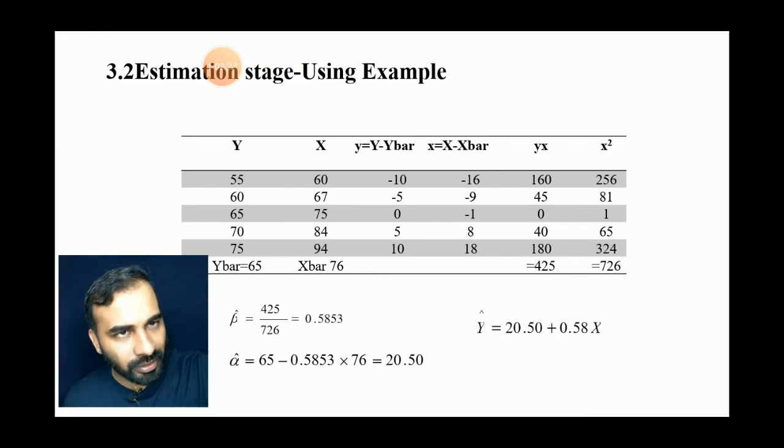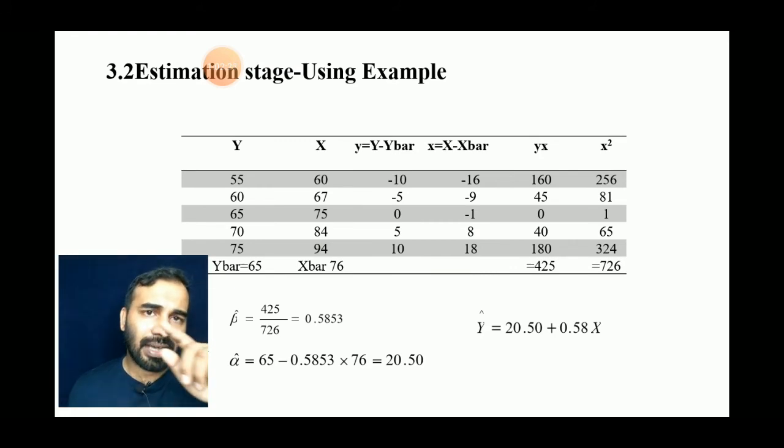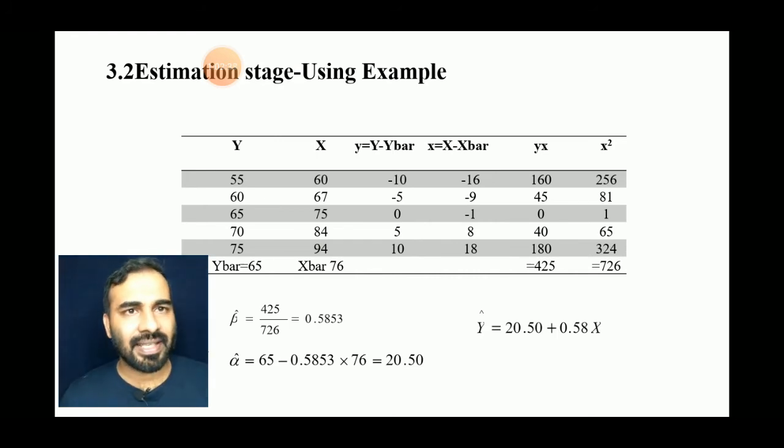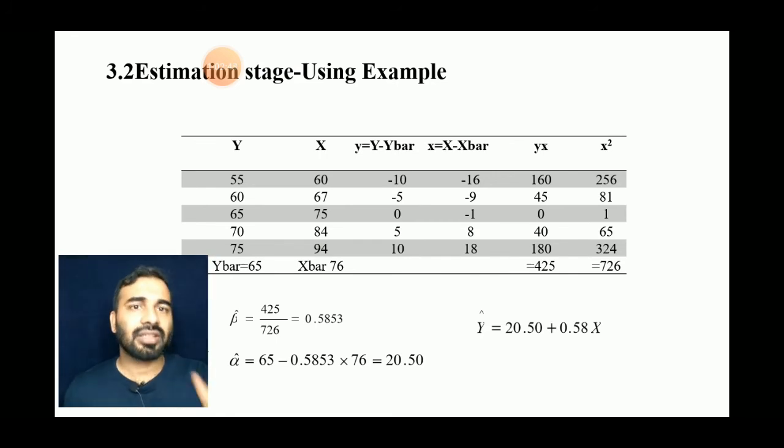We can calculate all that. Then small x means actual x minus x bar. Actual x, the first value, is 60, and x bar is 76, so we will get minus 16. Then you multiply small y and small x: minus 10 into minus 16, 160. You get 160, 45, 0, 40, 180. Total is 425. Then you find out the small x square.